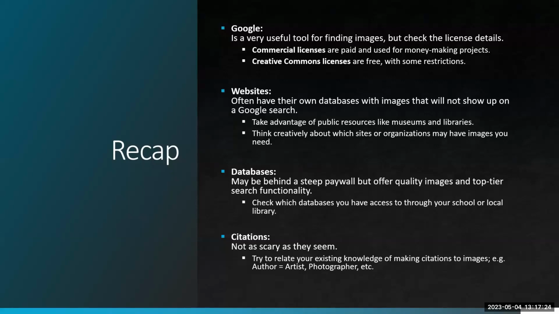Professional databases are often behind a paywall, but will have very good search functionality, attribution information, and images in full resolution. Most databases will allow you to use the searching techniques that we've gone over in the past, such as Boolean operators and truncation, in order to really refine your search. Finally, when it comes to citing images, remember that it's not as intimidating as it seems. Databases and collections will give you all of the information that you need, and it's not really any different from citing a book or an article.